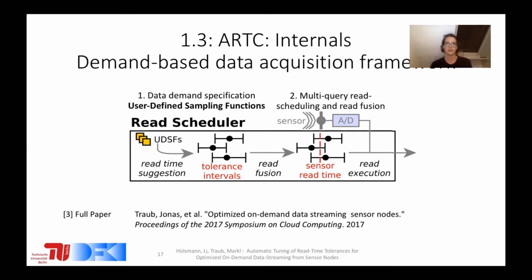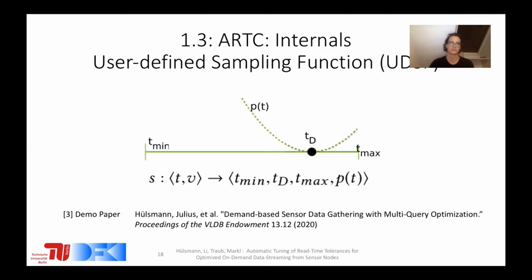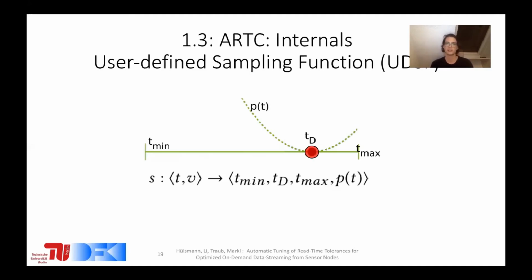ART-C integrates within this framework and implements a part of the user-defined sampling function, which I introduce in the next couple of slides. A user-defined sampling function is a mapping from the last sensor read time and value to the next sensor read request. It contains, firstly, the desired read time, which can, for instance, be proposed through adaptive sampling techniques, which are a family of well-known techniques that adapt the sampling frequency based on the data's variability. Secondly, an interval around the next read request.